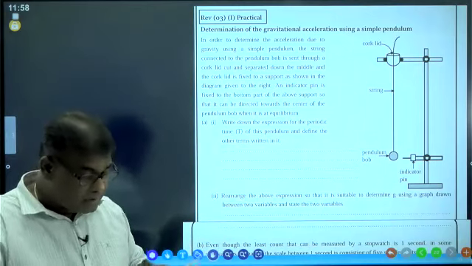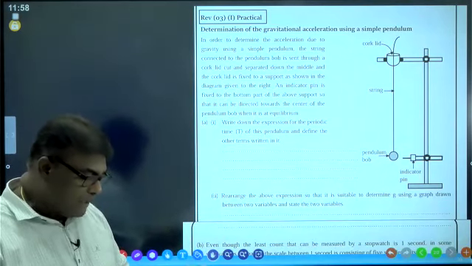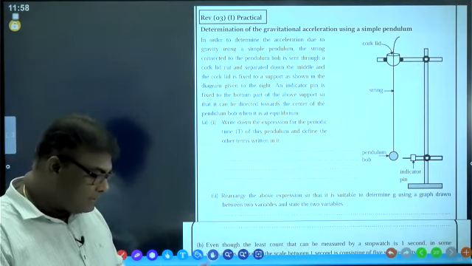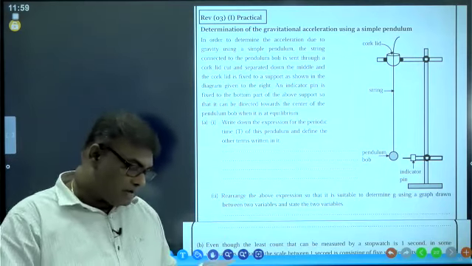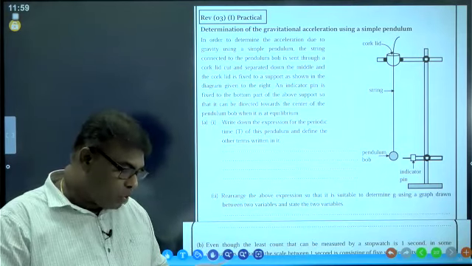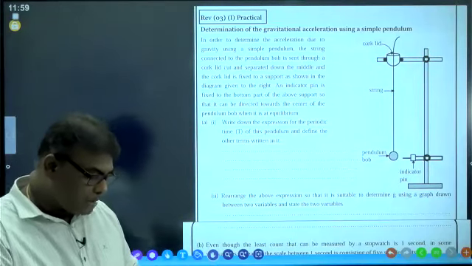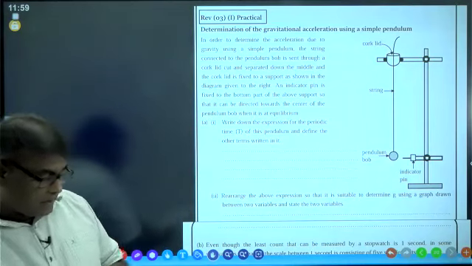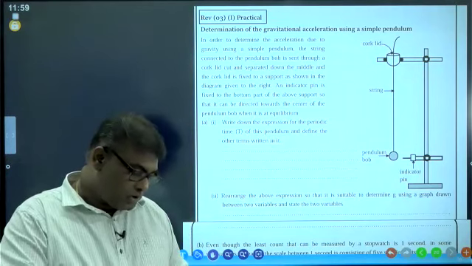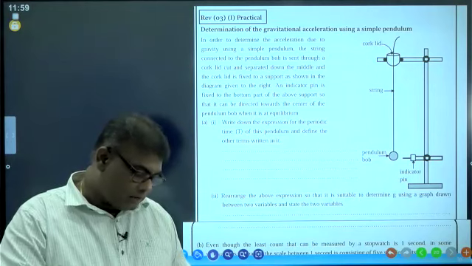In order to determine the acceleration due to gravity using a simple pendulum, the string connected to the pendulum bob is passed through a cork lid cut and separated down the middle. The cork lid is fixed to the support shown in the diagram given to the right. An indicator pin is fixed to the bottom of the above support that can be directed towards the center of the pendulum bob at equilibrium.